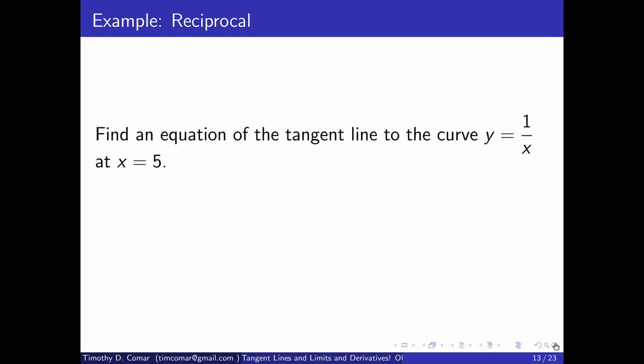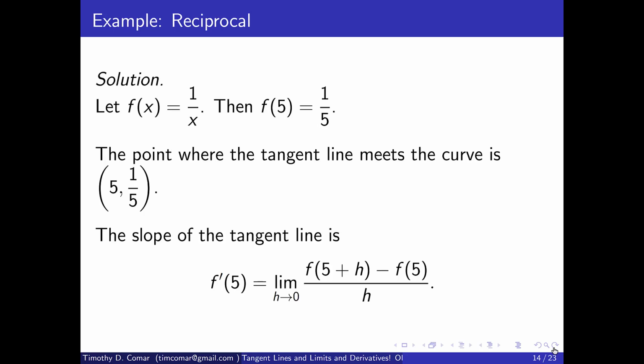For our third example over here, we want to find an equation of the tangent line to the curve y equals 1 over x at x equals 5. So here we're going to let f of x be 1 over x, so f of 5 is just 1/5. And the point where the tangent line meets the curve is just the point (5, 1/5).